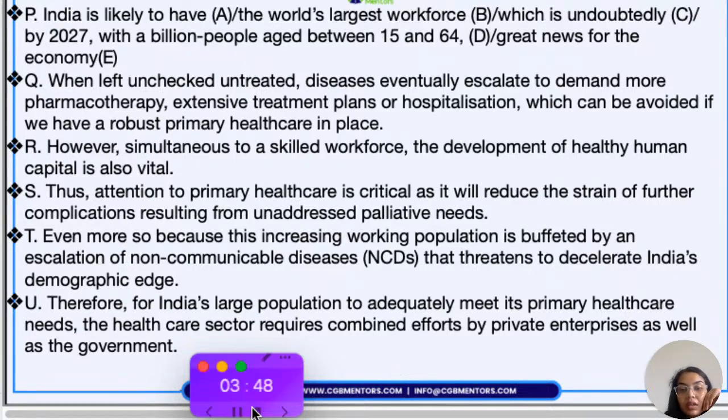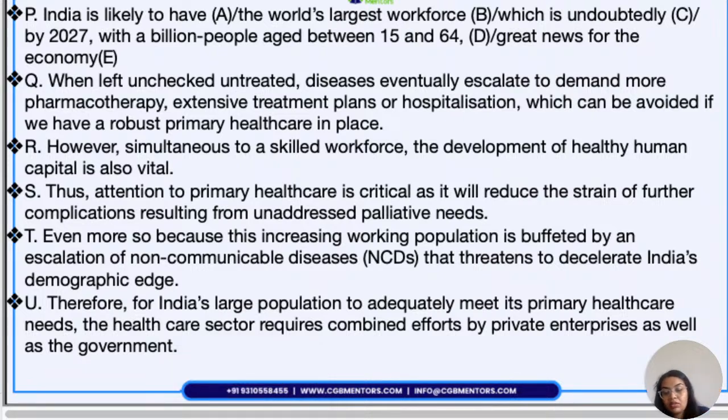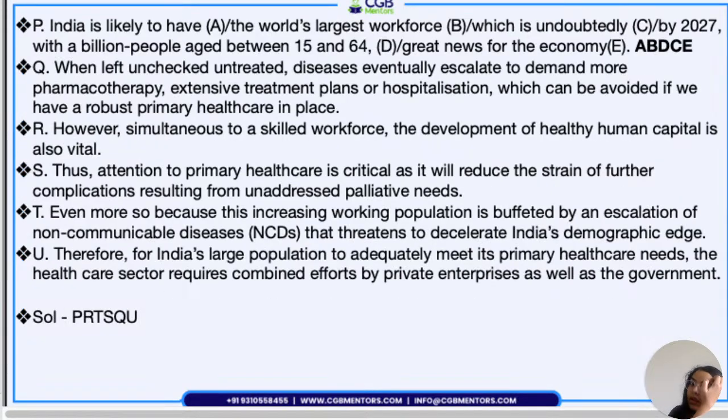Okay, so let's see. I'll show you the complete answer. PRTSQU. This is the complete arrangement. First of all, it was a very easy arrangement of P in itself. India is likely to have the world's largest workforce. That is going to be by 2027, with a billion people aged between this, which is undoubtedly great news.